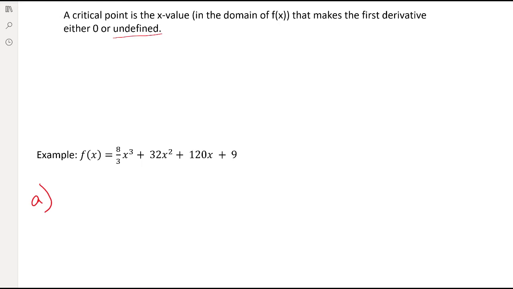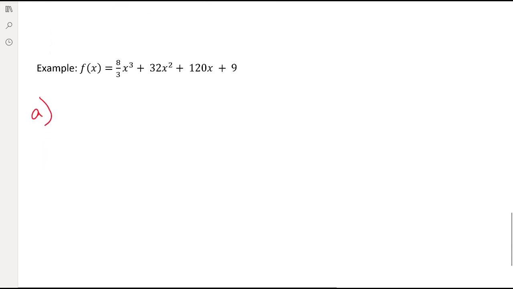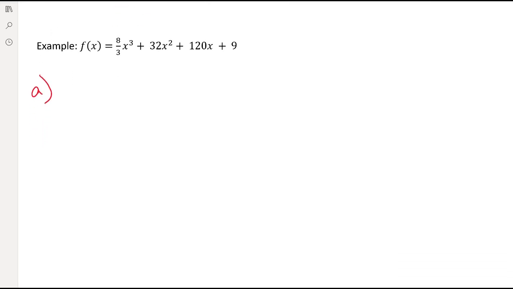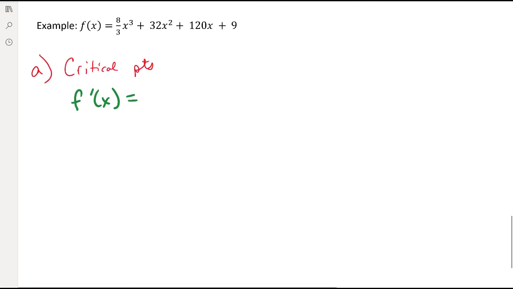For example, suppose we have the following function: f of x is 8/3 x cubed plus 32x squared plus 120x plus 9. Let's say part A is that we are asked to calculate any critical points. In order to do that, our first step is to take the first derivative. So here we go, 8/3 x cubed. We're going to take that derivative.